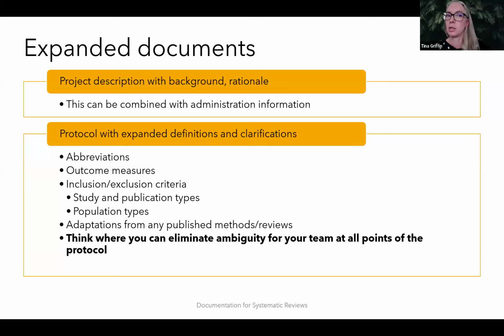Now, you wouldn't do the documentation of the methods here necessarily. We'll talk about methods in a second. But you would go back and say, okay, yes, we're going to include all of these things. So you would have all of these adaptations from published reviews, inclusion criteria, all of this very expanded, very detailed notes. The idea is you want to eliminate ambiguity in any of its forms for your team at all points.